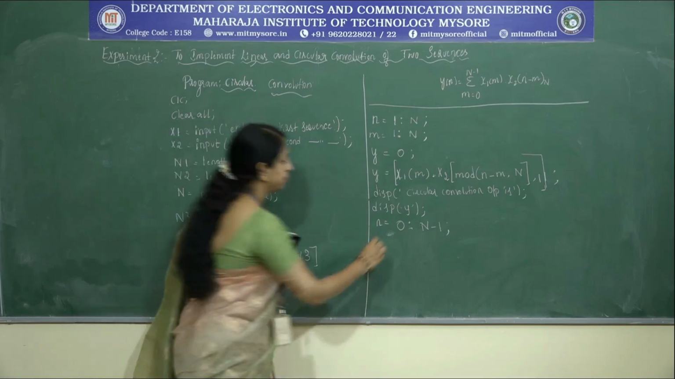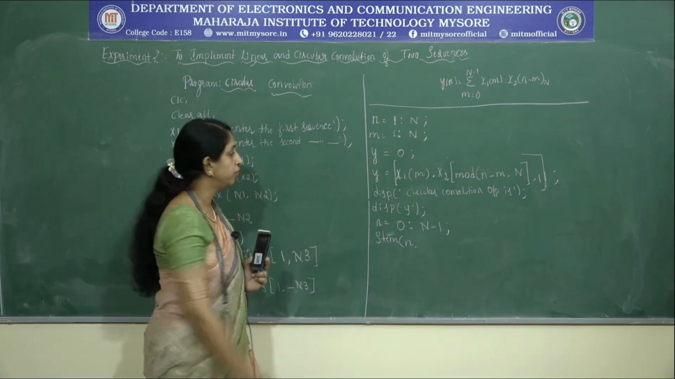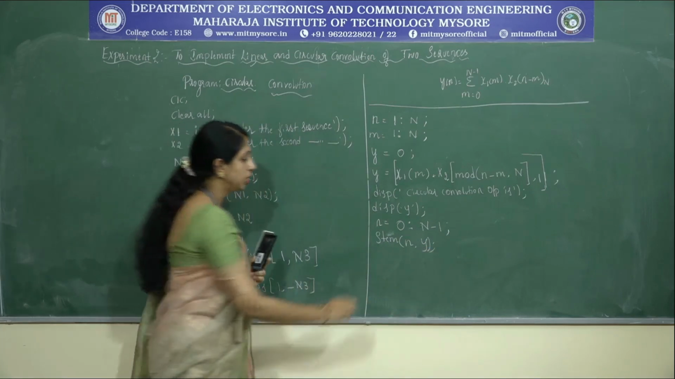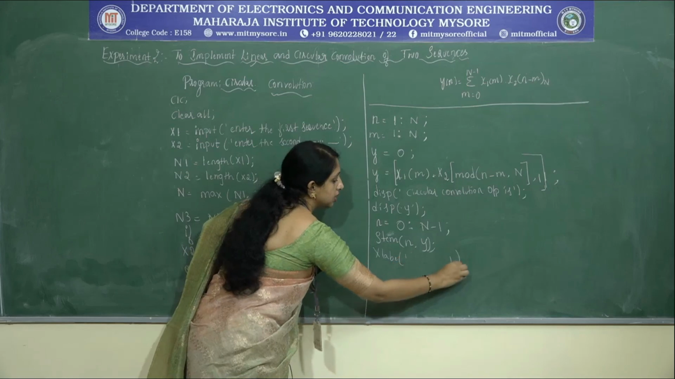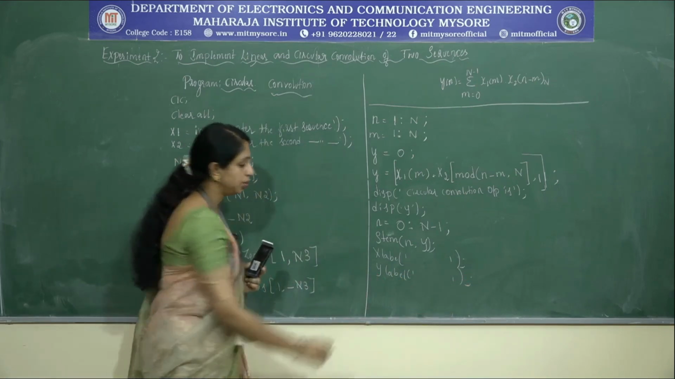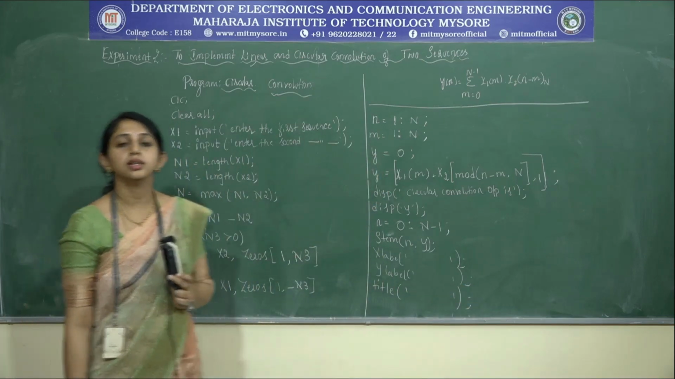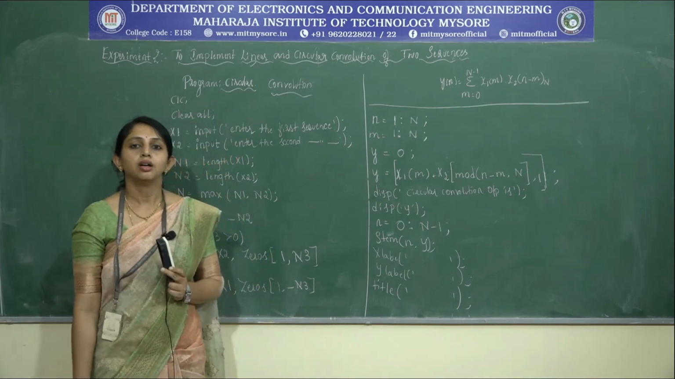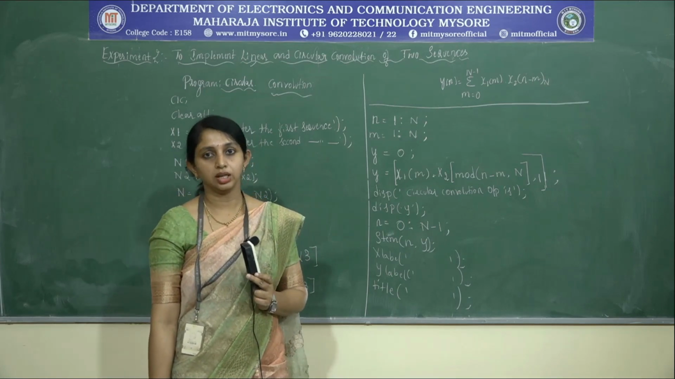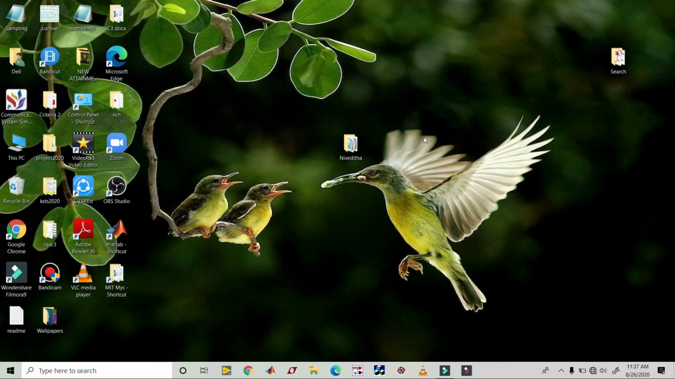Now, give a stem, since I need discrete values. How to give stem? First use the x-axis value small n, then go for the output y. Here also you can give xlabel within single inverted commas, it is n value, and ylabel within single inverted commas, it is magnitude, and give a title, that is circular convolution. So this is a program for circular convolution where you can verify the results solved by the equation method, and you can also see the figure with respect to the discrete values in the figure window of MATLAB. Thank you.